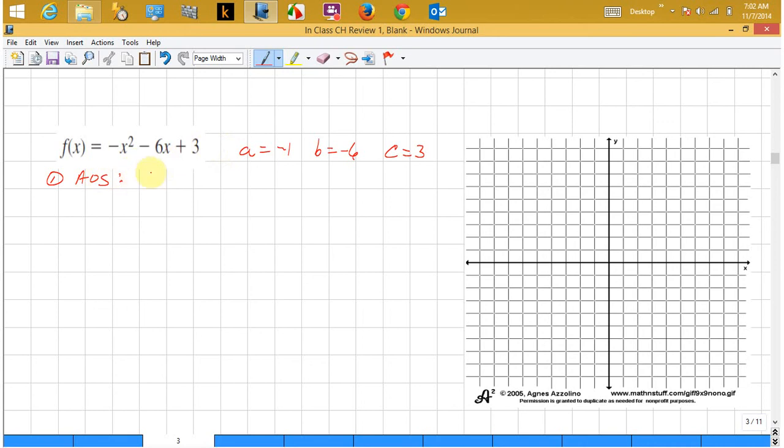So my axis of symmetry is x is equal to negative b all over 2a. That would be the negative of negative 6, all over 2 times a, which is negative 1. So I have 6 all over negative 2, so it's negative 3. So my axis of symmetry is negative 3.